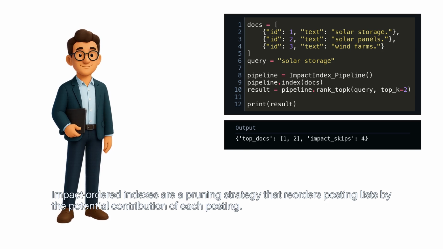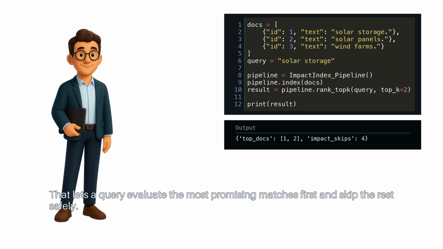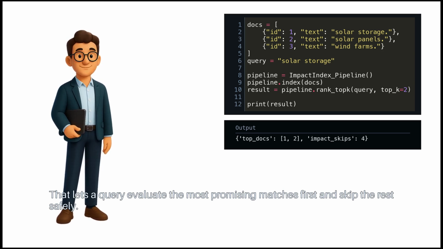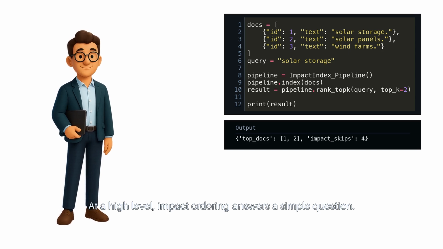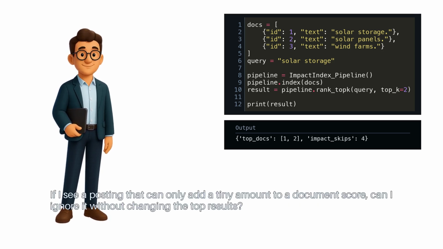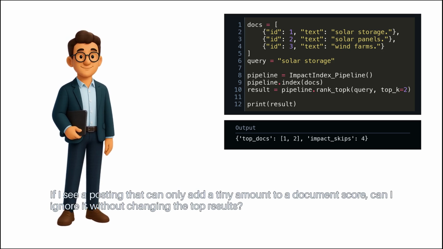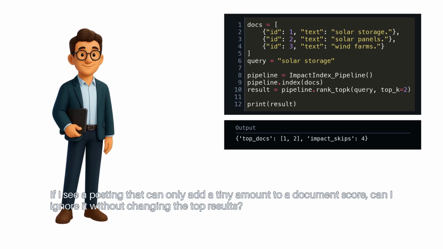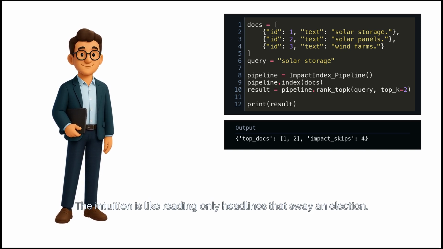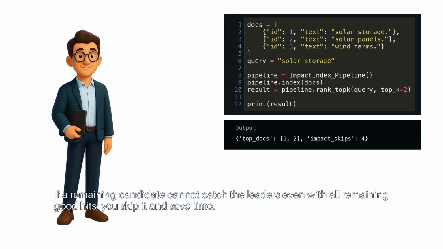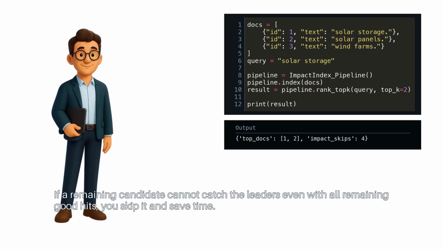Impact-ordered indexes are a pruning strategy that reorders posting lists by the potential contribution of each posting. That lets a query evaluate the most promising matches first and skip the rest safely. At a high level, impact ordering answers a simple question. If I see a posting that can only add a tiny amount to a document score, can I ignore it without changing the top results? The intuition is like reading only headlines that sway an election. If a remaining candidate cannot catch the leaders, even with all remaining good hits, you skip it and save time.